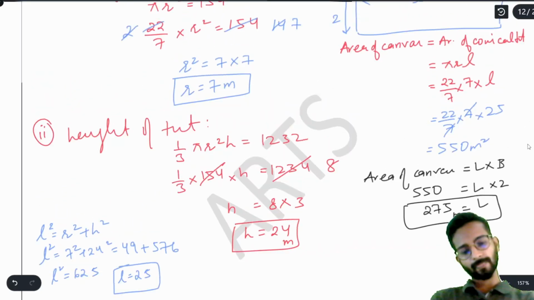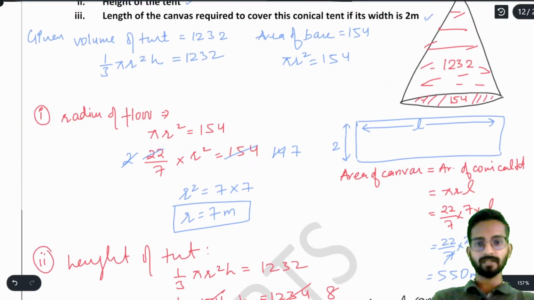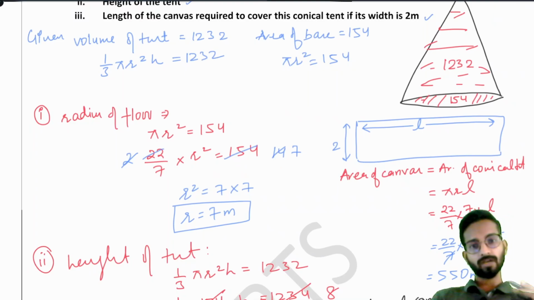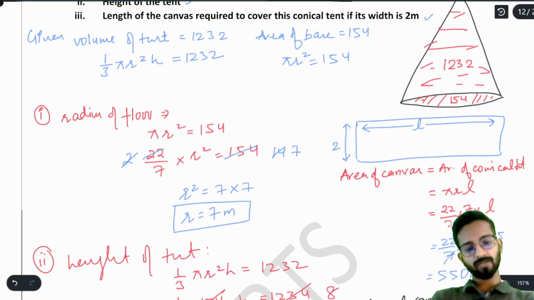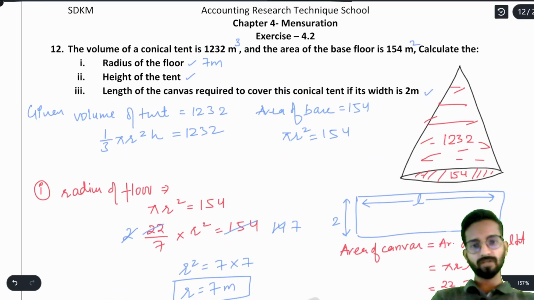The flow of the question is very important to understand, that is how we are supposed to solve. After finding radius and height, we have to find the length of the canvas. For the length of the canvas, we require the area of the canvas. For the area of the canvas, we must know the area of the tent. So like that we are going on. The important part I am repeating again and again in the mensuration chapter is not the calculation.